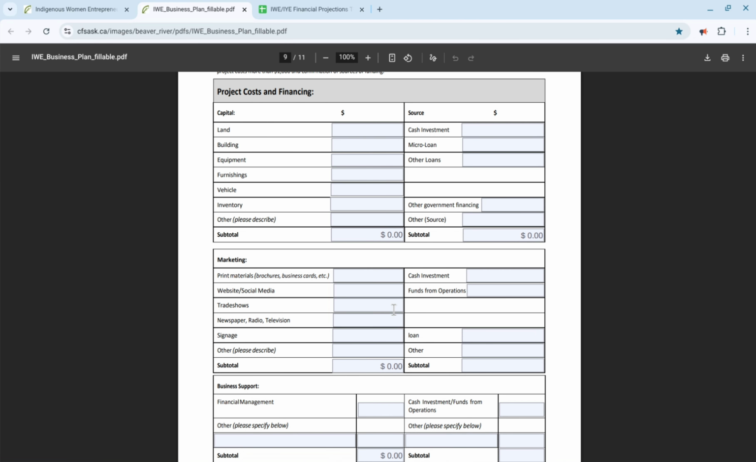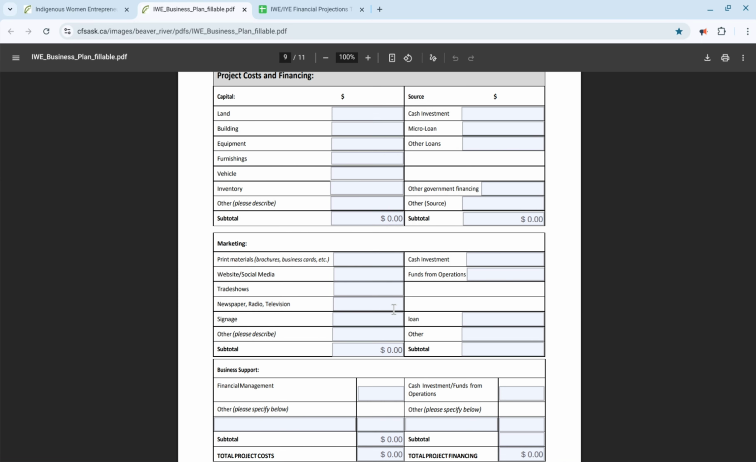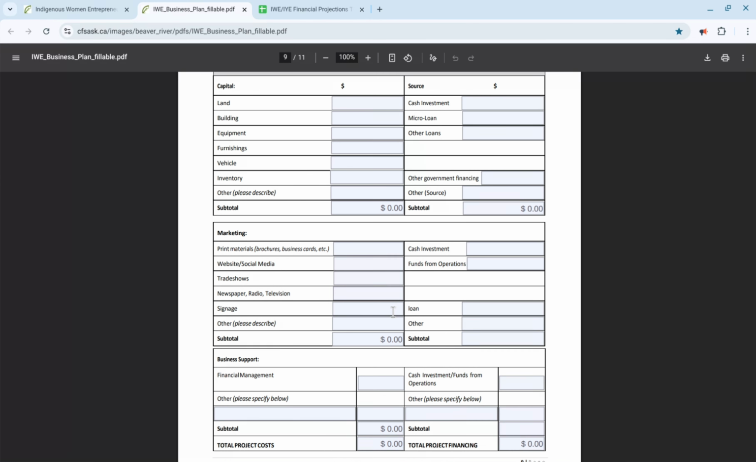What is the expected cost for the startup or this project? Are you incurring some expenses to get set up at a trade show? Are you purchasing newspaper, radio, or television ads? What's the expected cost? Are you purchasing any signage? So for each one of these, just indicate the expected amount that you'll be spending on the startup of the business or for this project, and then just add up the subtotal below.